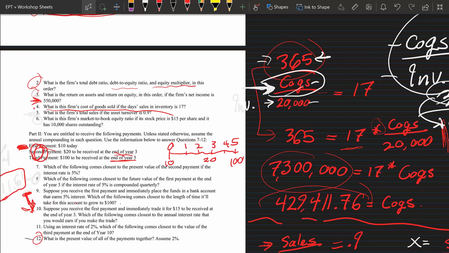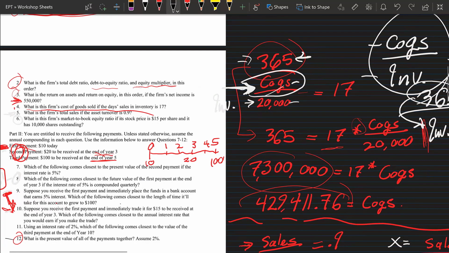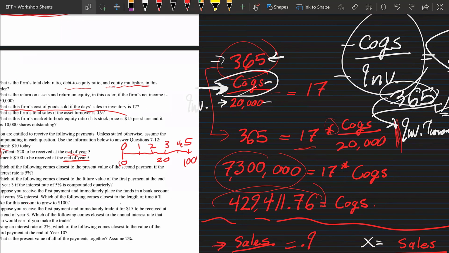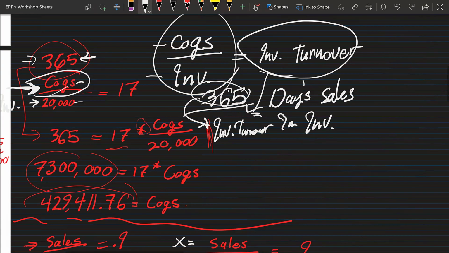Okay, check it out. I have it written. What is a firm's cost of goods sold? Days sales in inventory is 17. Okay, I see what you mean. Right here, the days sales in inventory ratio, and then we plug in the numbers.